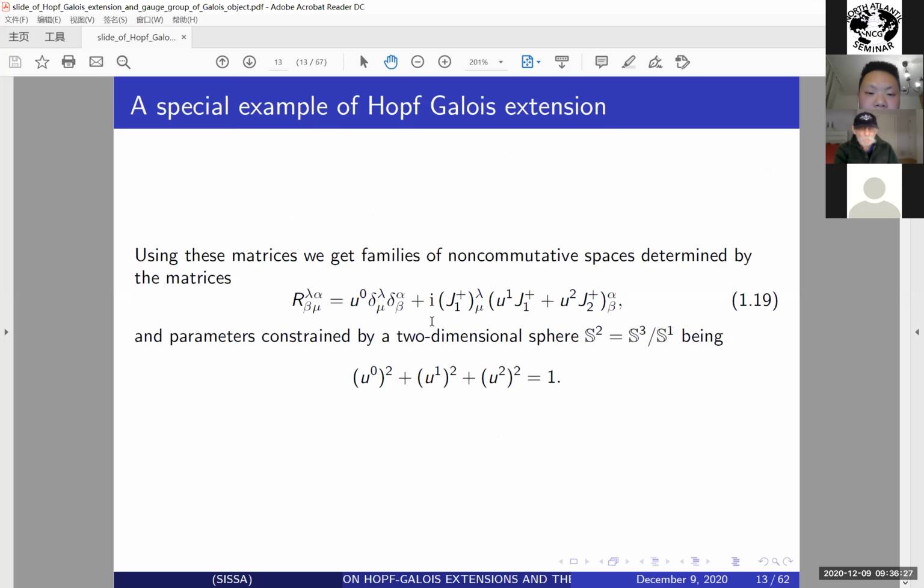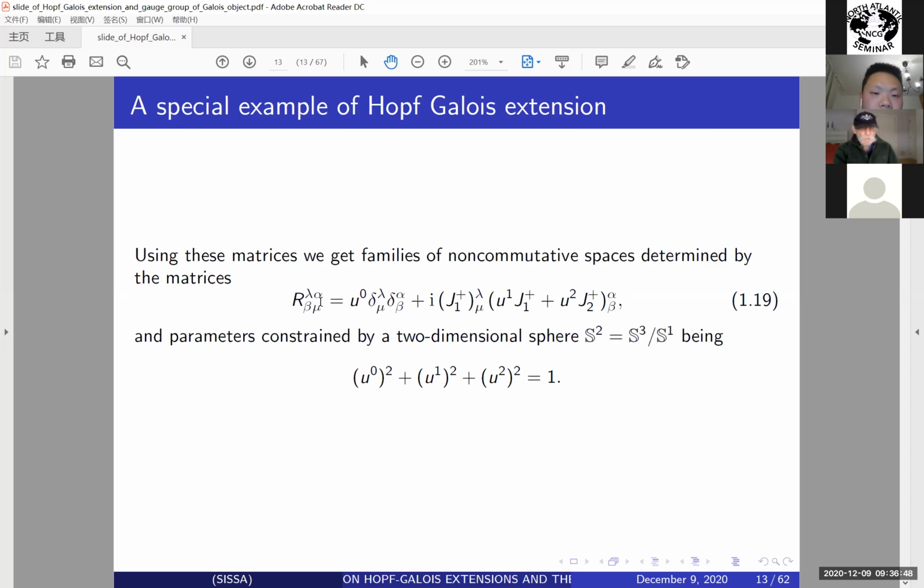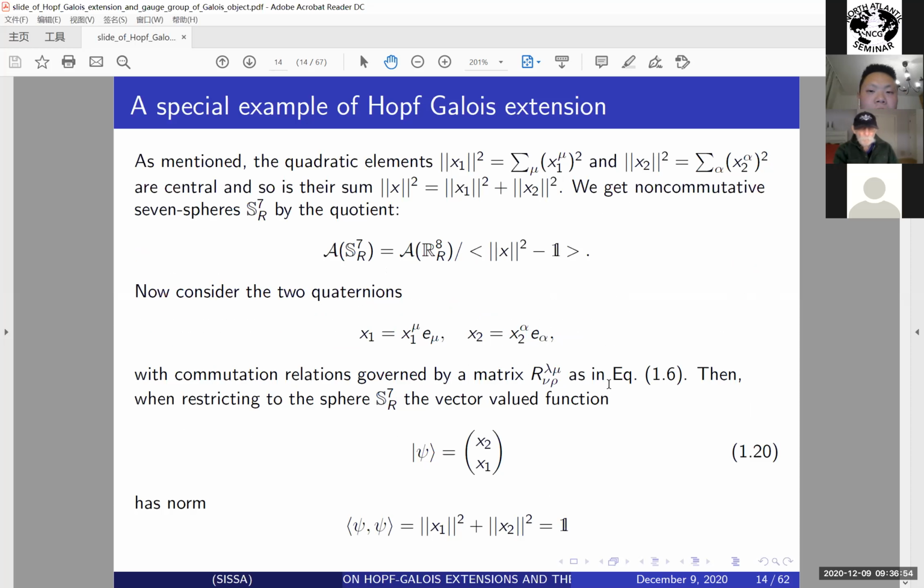Okay. So now we can see this commutation relation R has parameters U0, U1, and U2, and they have the restriction that U0 square plus U1 square plus U2 square is equal to 1, and this restriction comes from the relation 1.15. And we can also see that this R matrix is parameterized by the two-dimensional sphere. Okay, so now it's time to define the total space algebra.